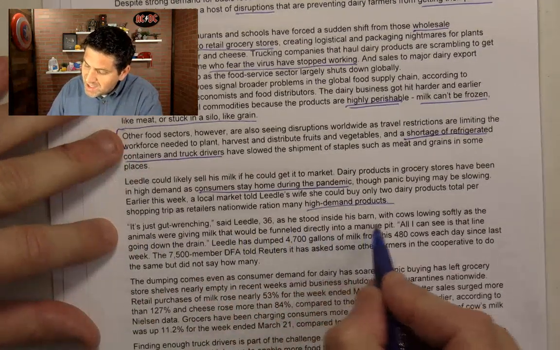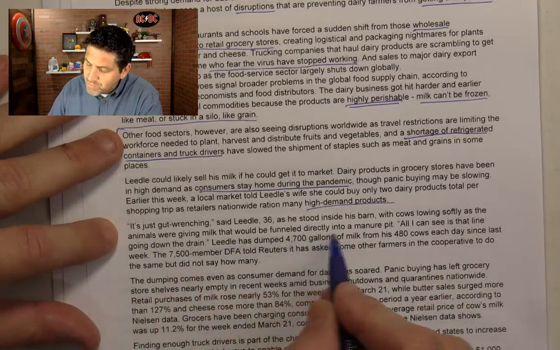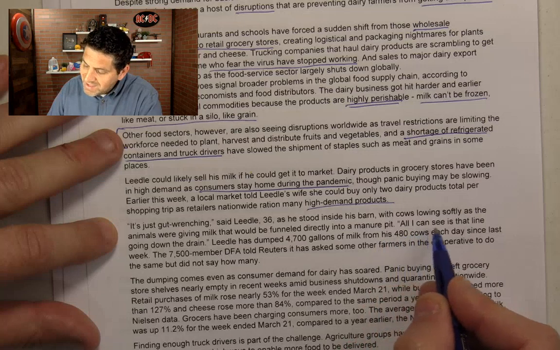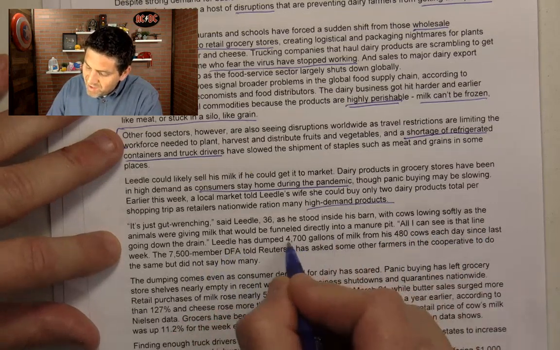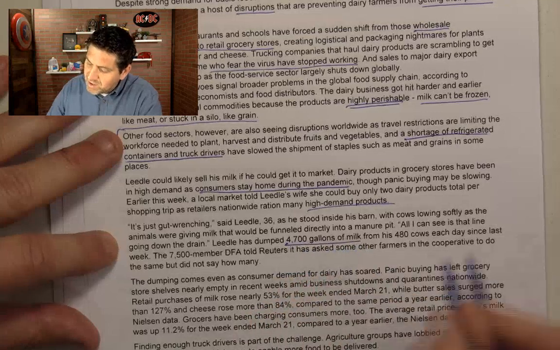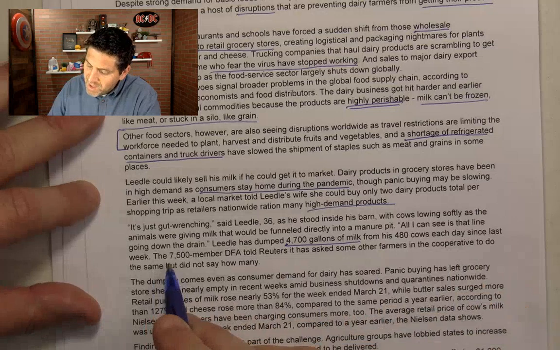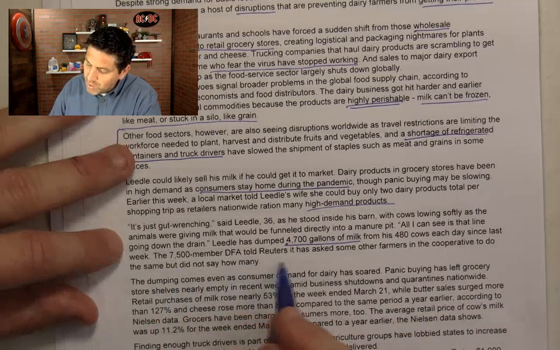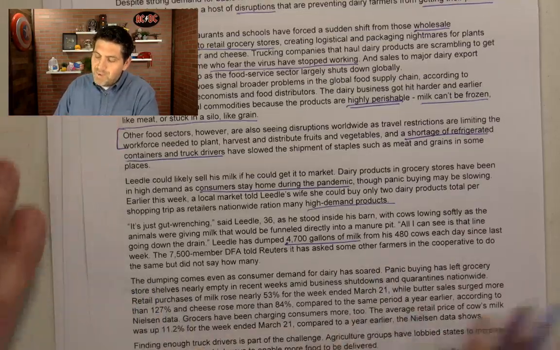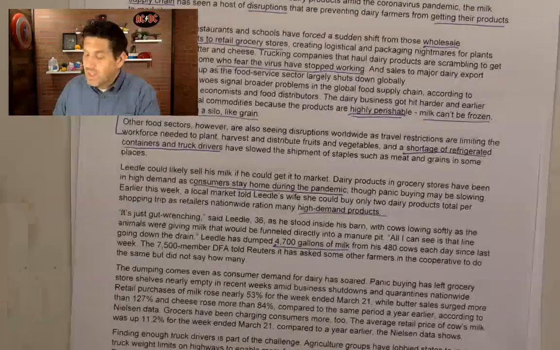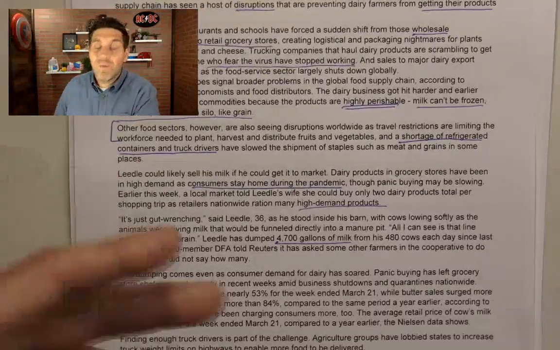He stood inside his barn with cows lowing softly as animals were giving milk that would be funneled directly to the manure pit. All I can see is the line going down the drain. Leland has dumped more than 4,700 gallons of milk from his 480 cows each day since last week. The members of the DFA told Reuters it has asked some of its farmers in the cooperative to do the same, but did not say how many. So the cooperative is saying, listen, just chuck your milk away. We can't get it out. We can't sell your milk. We can't get it to market.